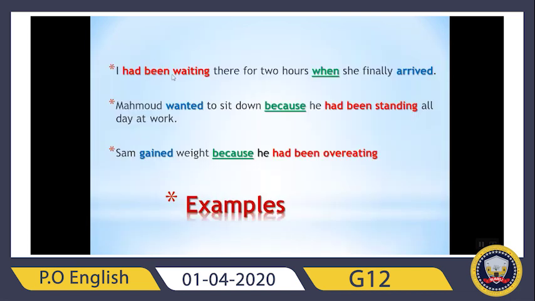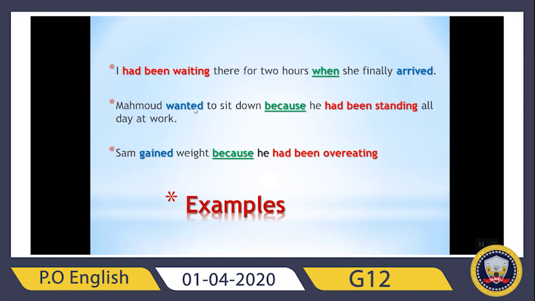Now, I had been waiting there for 2 hours when she finally arrived. Pay attention, please. Here we have "when." If I see "when," then we must put past perfect continuous here. That means subject plus had plus been plus verb plus ing. Then after it we have past simple, okay? Because it's the opposite of "when." Here past simple and here past perfect continuous.